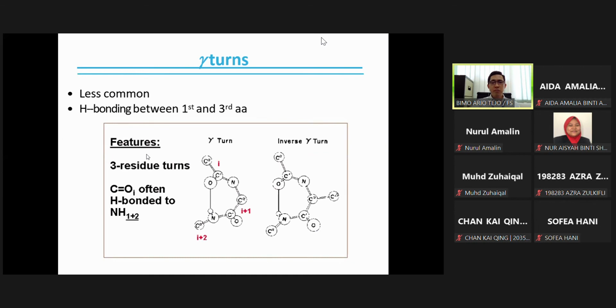All right, so this is gamma turn. This is another type of turn. It's different from beta turn. It's smaller, so it involves 3 amino acids. The beta turn from yesterday involves 4 amino acids, so it's bigger. The gamma turn involves only 3 amino acids, so it's smaller. The turn is stabilized by the hydrogen bond between amino acid number 1 and amino acid number 3. As you can see the structure here, this is the hydrogen bond that stabilizes the gamma turn.